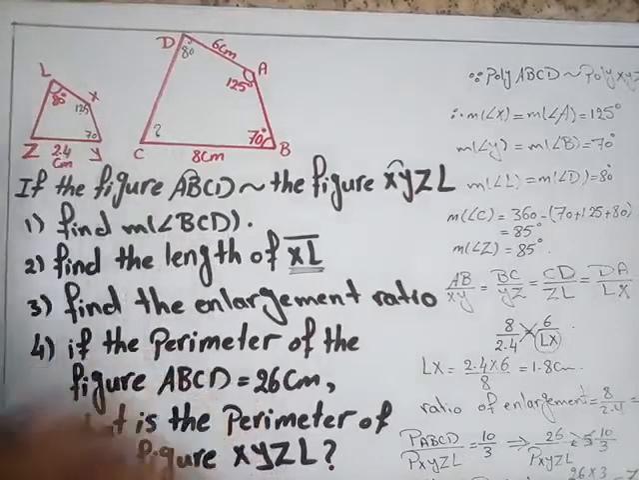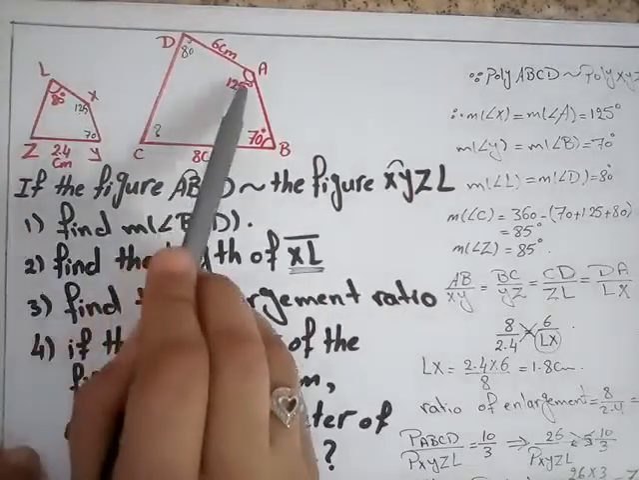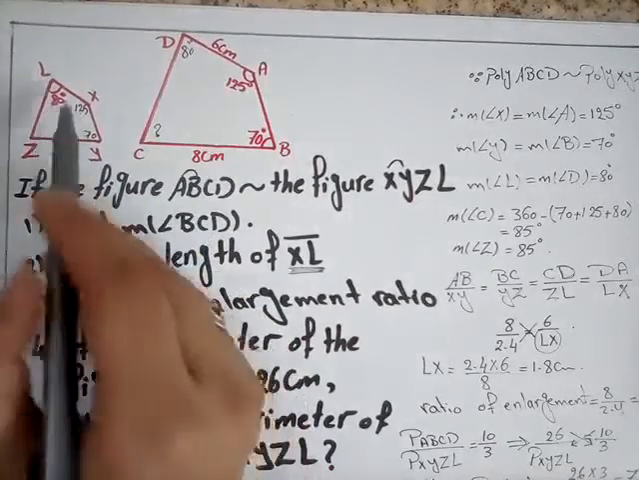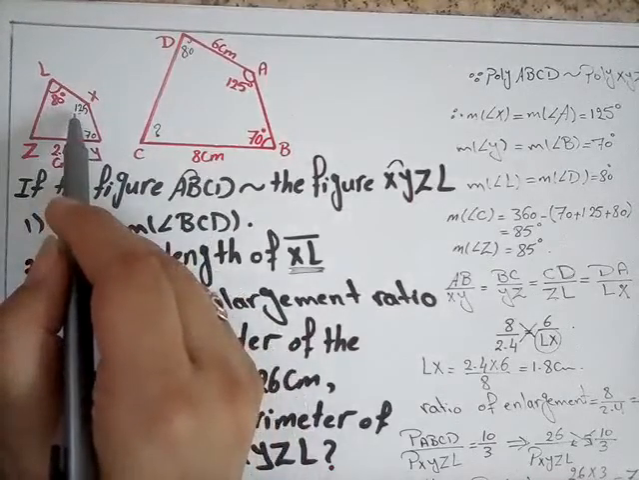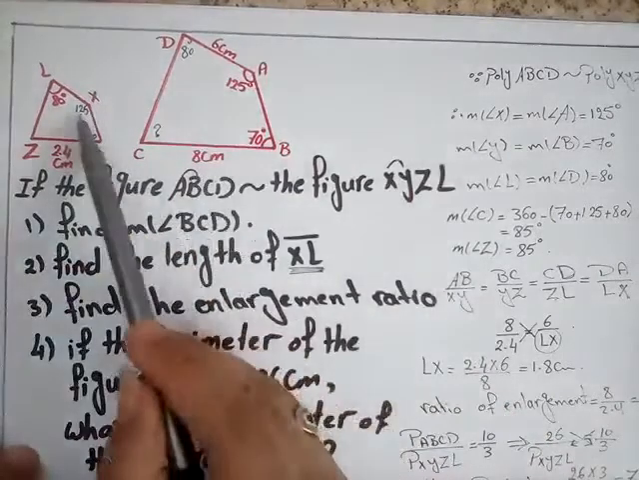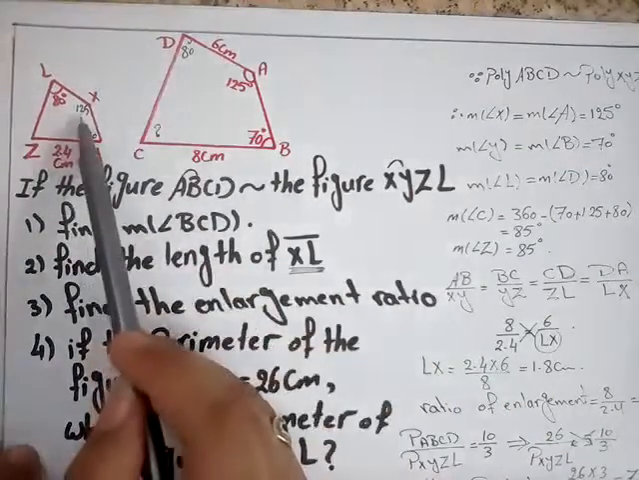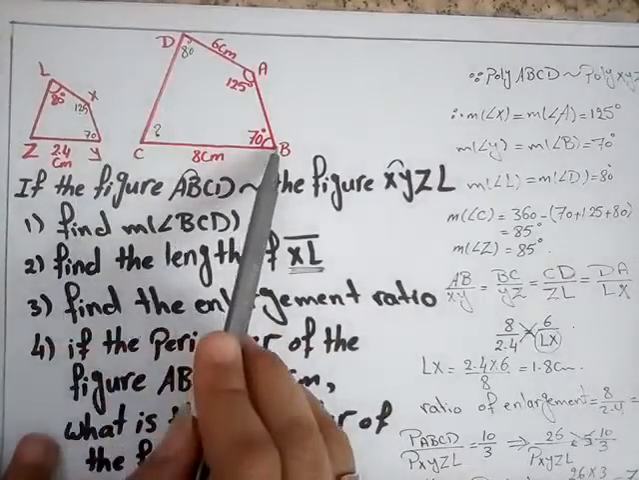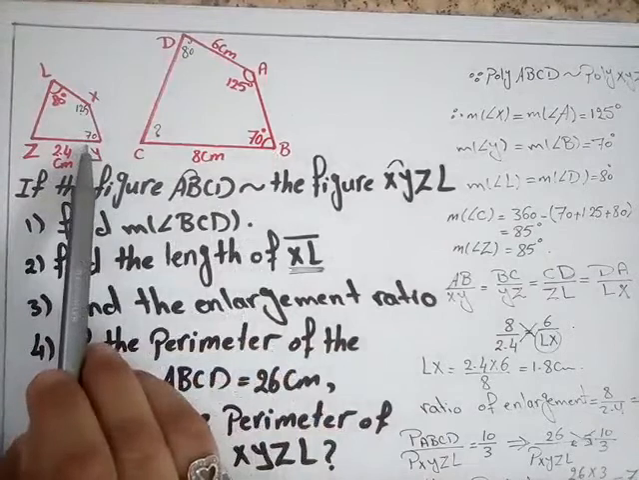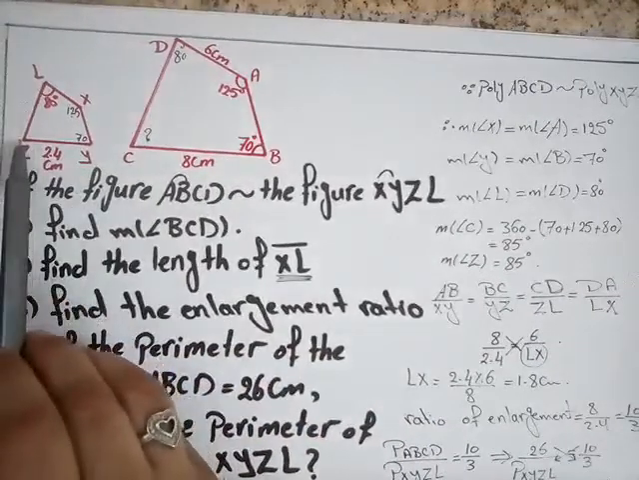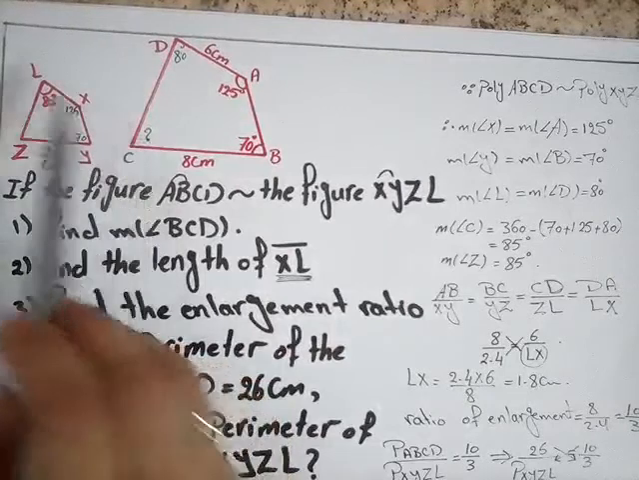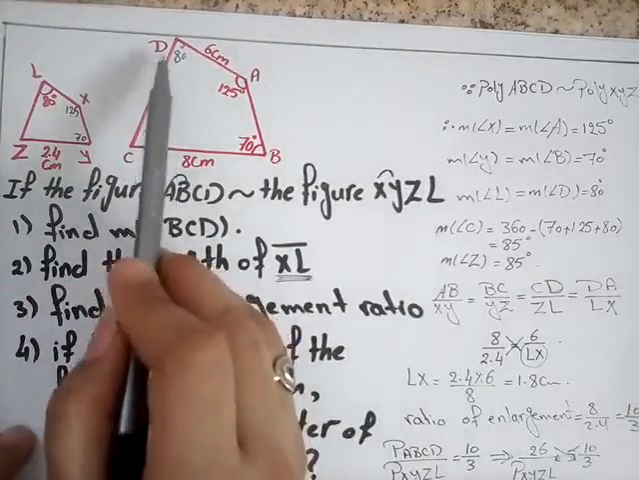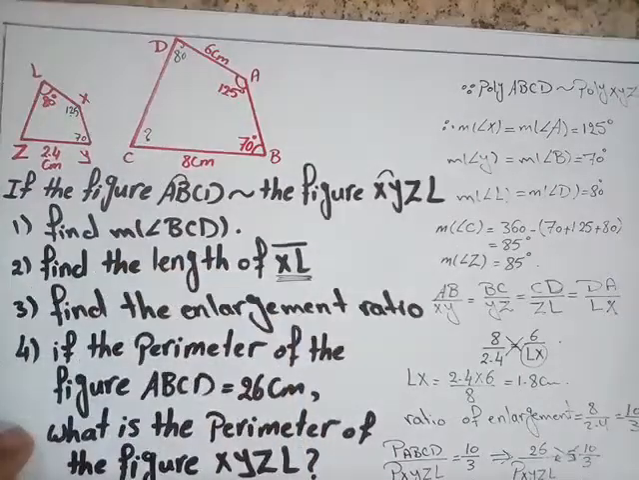From the similarity, measure of angle A corresponds to measure of angle X, so measure of angle X equals measure of angle A, which equals 125. Measure of angle Y equals measure of angle B, so measure of angle Y equals 70. Measure of angle Z equals measure of angle C. Measure of angle L equals measure of angle D, so measure of angle D equals 80 degrees.